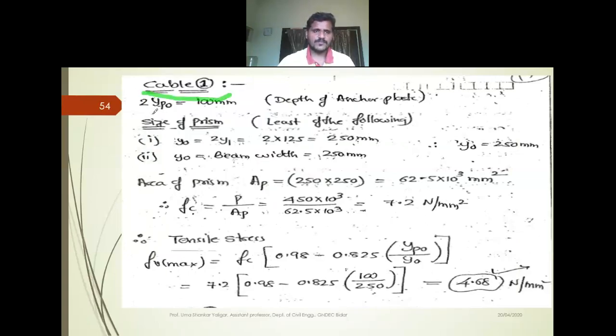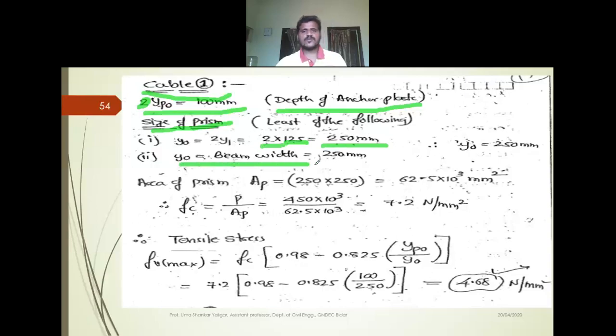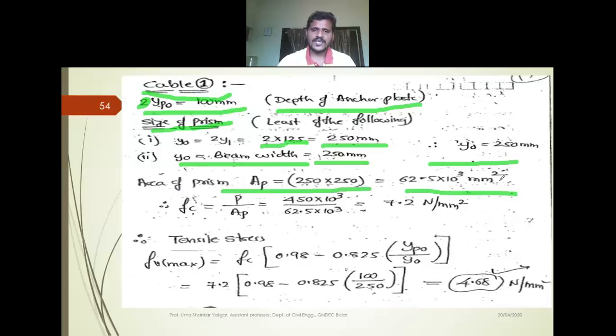Now for the first cable, Yp0 is equal to 100 mm, the depth of the anchor plate. But we need to calculate the size of the prism. Y0 is equal to 2Y1. For the first cable, Y1 is 125; if we substitute, we get 250 mm. The second condition is Y0 is equal to the breadth of the beam, that is 250. Out of these two values, the lowest value is 250 only. Therefore the depth of the prism is equal to 250 mm, and the area of the prism is 250 into 250, which is 62.5 into 10 raised to 3 mm square.